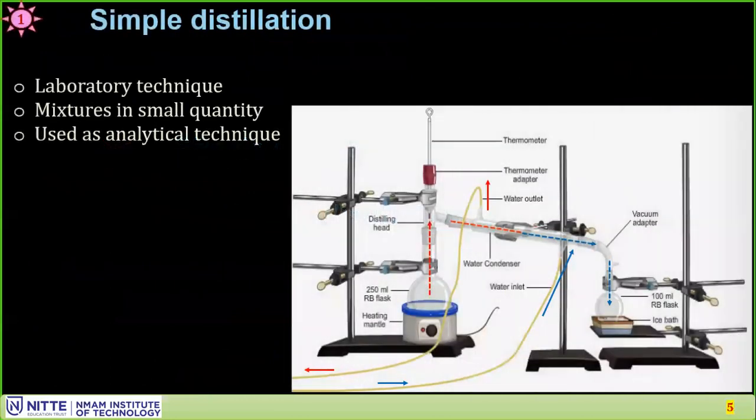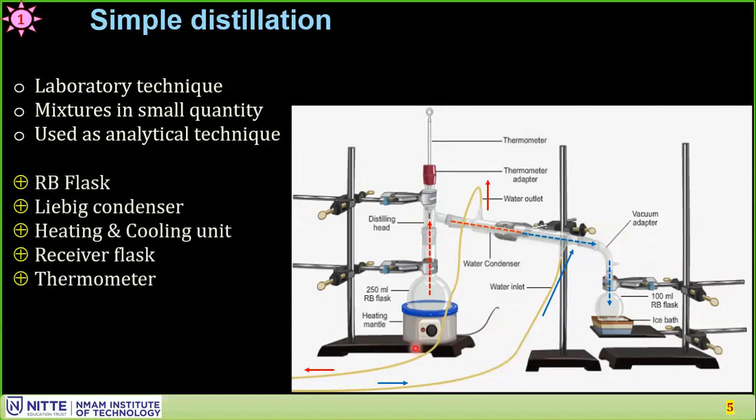Right, let's look into simple distillation first. Now simple distillation, as you see, is laboratory equipment, a laboratory design. Here you will be feeding the mixture in a small quantity and usually it is used for analytical operations. It has one RB flask, one Liebig condenser. This condenser is called a Liebig condenser, and you have a heating and cooling unit. A heating unit to heat this particular RB flask where you are going to feed the input, that is the liquid feed, and a cooling system here for the Liebig condenser. You have a receiver flask here and a thermometer to measure the temperature of the mixture.